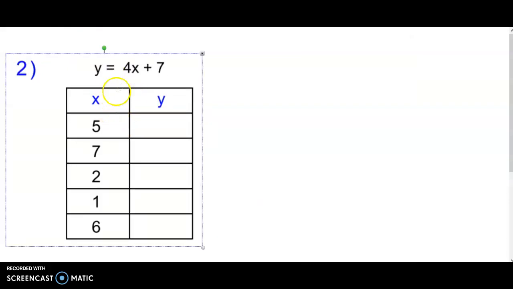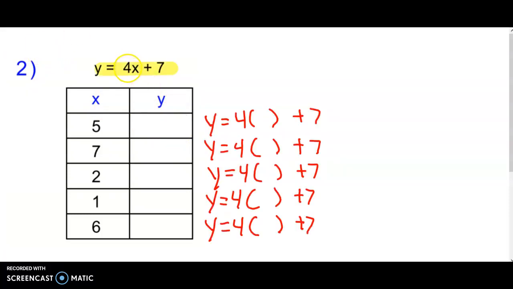This one's slightly different because when you plug in the x, we're going to multiply it times 4, then add 7. So the rule is to multiply it times 4 and then add 7. But you still have the in, which is your x, and the out, which is your y. So I'm going to set it up. I've got my rule for 4x plus 7, and here I put parentheses where the x will go. I'm going to do 4 times whatever is here plus 7, and what's going to be there is the x: 5, 7, 2, 1, and 6. So now I'm going to write those in.